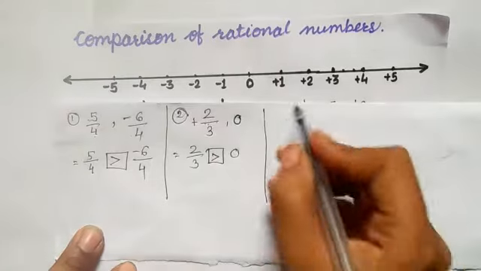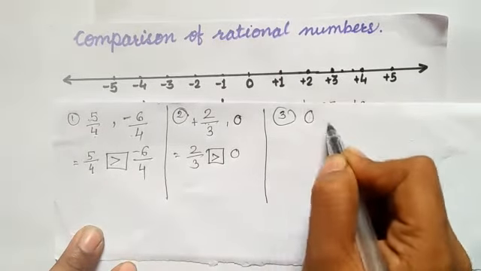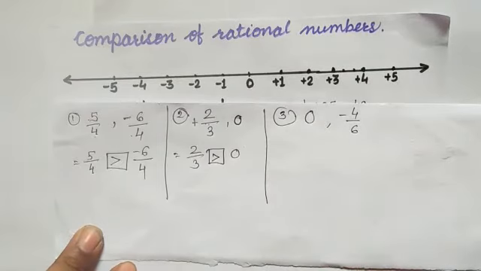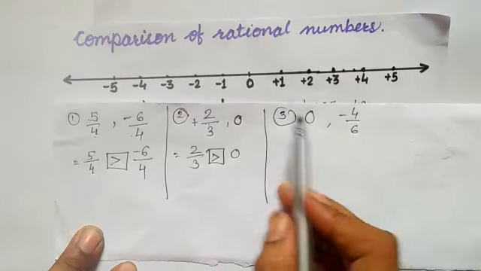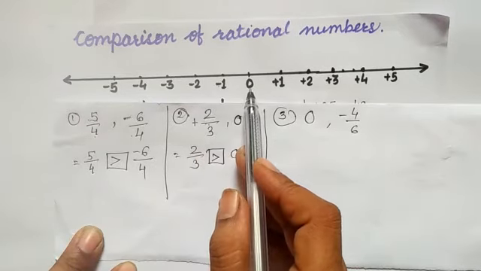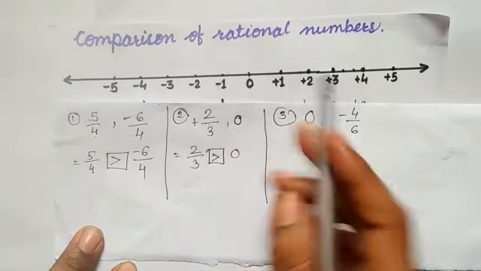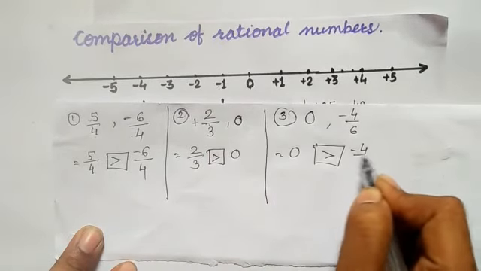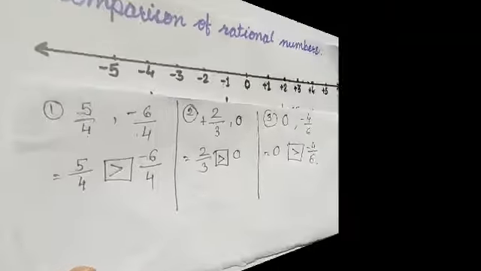If we compare 0 with any negative number, that is negative 4 upon 6, then in the same situation 0 is in the middle and on the left side of 0 there are negative numbers. The 0 has greater value than the negative numbers. So 0 is greater than negative 4 upon 6.